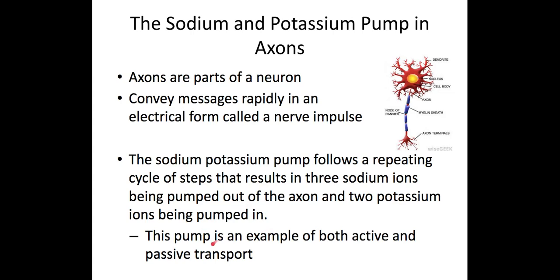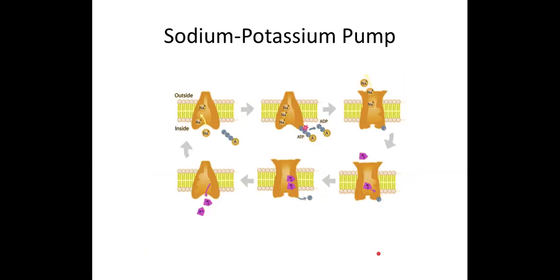And so this pump is an example of both active and passive transport. And we can see this in the image here. So we can see there are three sodium ions being pumped out of the actual axon in the neuron, and then two potassium ions will be pumped inside of the neuron.